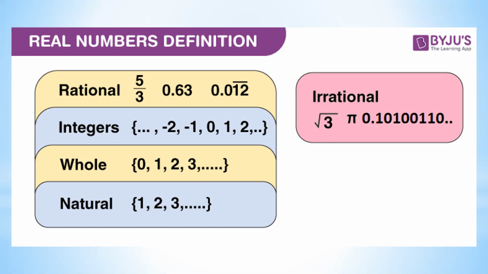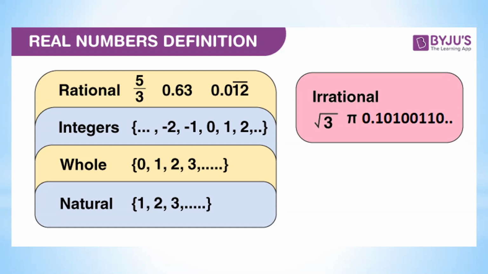Now, besides rational numbers, we know that there are some numbers that cannot be expressed as a fraction. Those are called irrational numbers, like square root 3, like pi, like a number such as 0.10100110 with an infinite decimal expansion behind it. So when we talk about real numbers here, we're not worried about integers or rational numbers. These are well-defined numbers. We're worried about the irrational numbers.